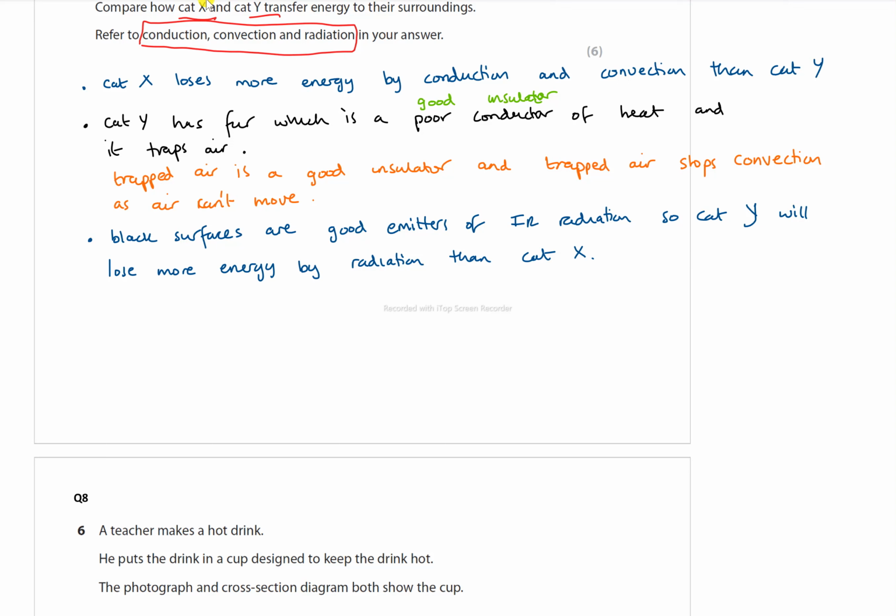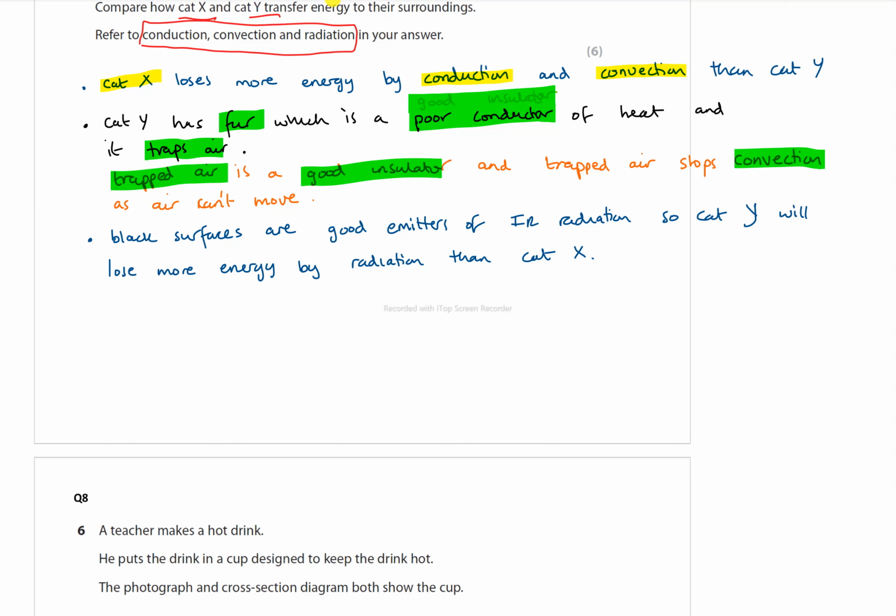So look, we've concentrated on cat X. It's going to lose more energy by conduction and convection than cat Y. We've then said cat Y has fur, which is a good insulator, or a poor conductor of heat. And it also traps air. So if it traps air, what happens? Trapped air is a good insulator, and trapped air stops convection currents. We can say that, or heat loss by convection.